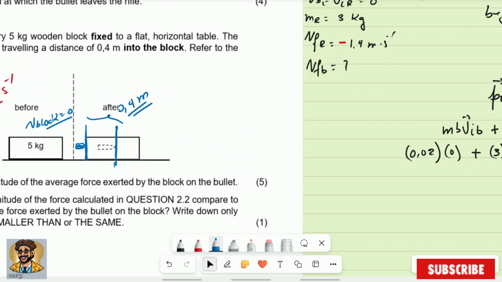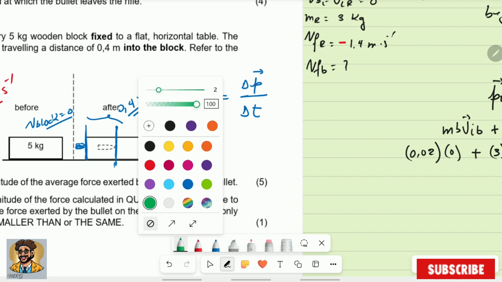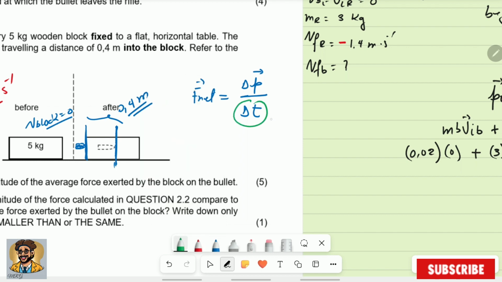How can we calculate that average force? We can come here and say net force. We're going to use Newton's second law in terms of momentum. Newton's second law says net force is equal to the rate of change of momentum, divided by change in time. Is that correct? But what could the problem be? We don't have time. Can we calculate time?